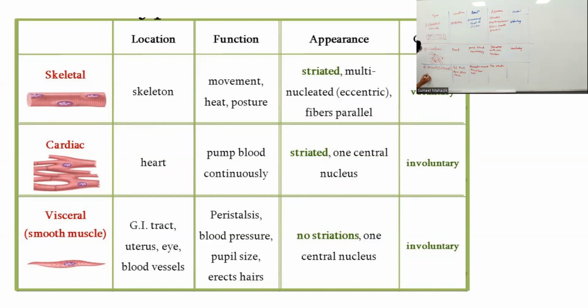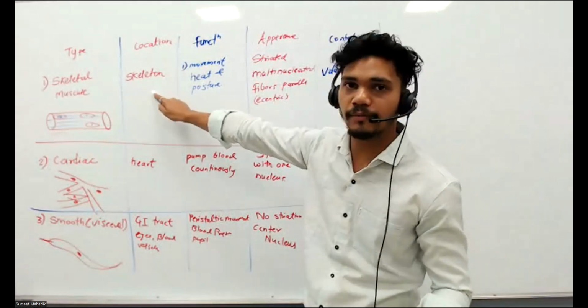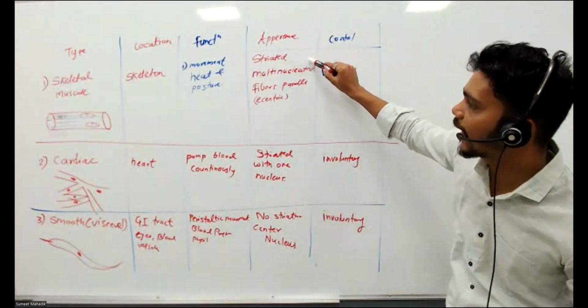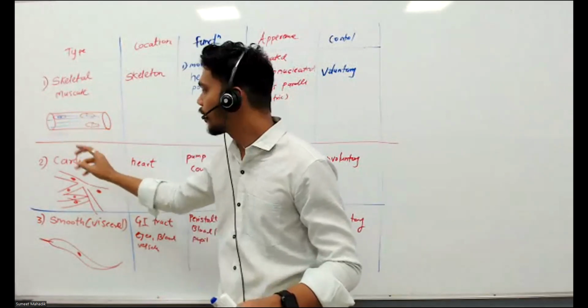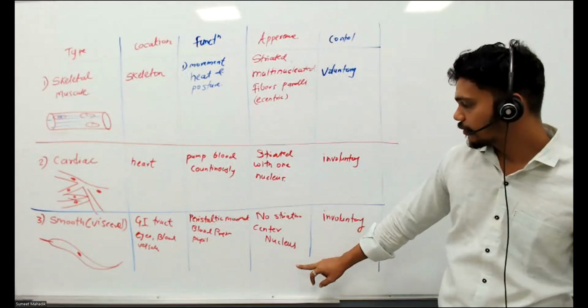So what will be the structure? This is a smooth muscle structure. No striations there, and a center nucleus is present. And they are involuntary. So we have talked about the skeletal muscle, which is found on a skeleton, for movement, heat and posture. Appearance: they are striated. Cardiac also has striations. But in smooth muscle, no striations are found. There is one nucleus and it is involuntary.